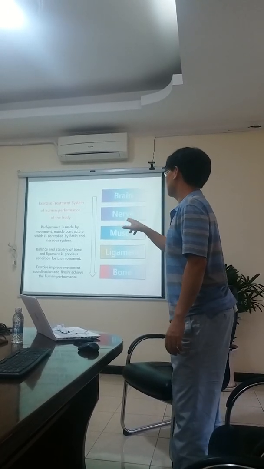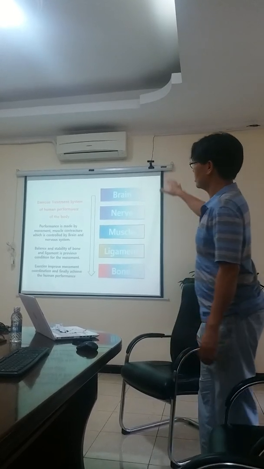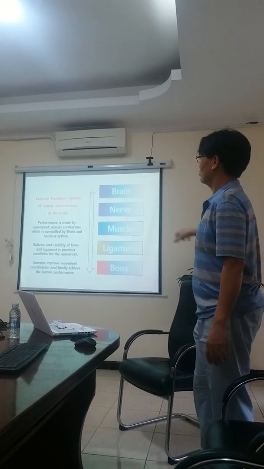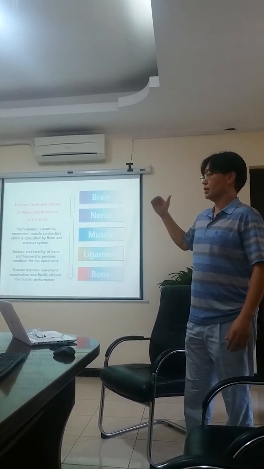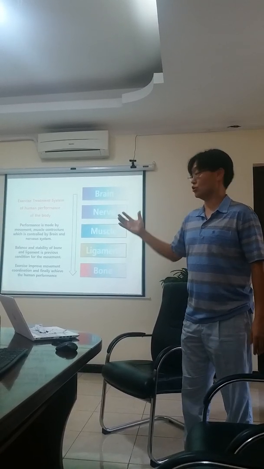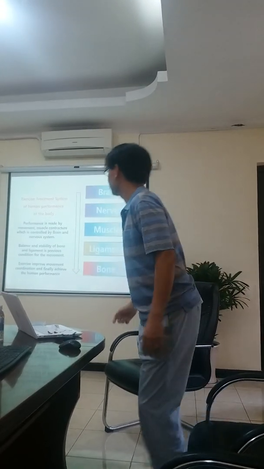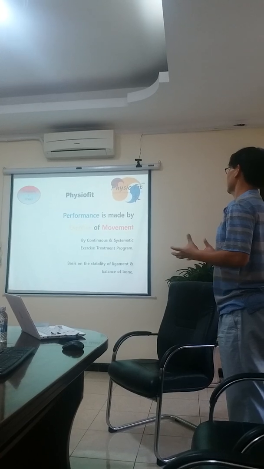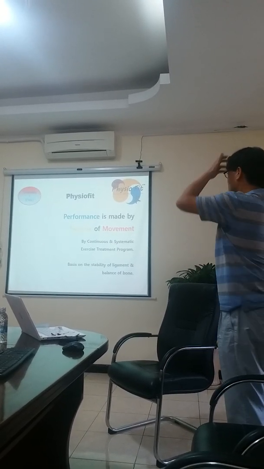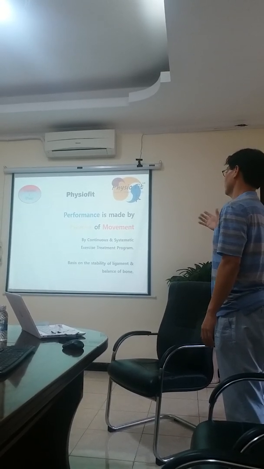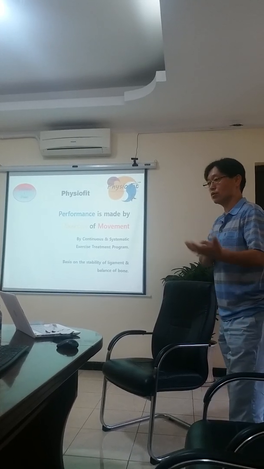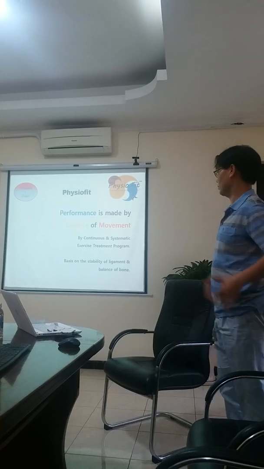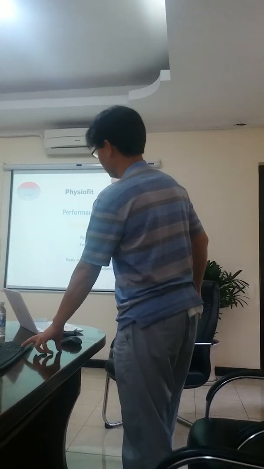Exercise improves movement and coordination, and finally achieves human performance. Basically, understand this: brain, nerve, muscle, ligament, bone. These 5 categories make up the exercise treatment system of human performance. We can first correctly diagnose and treat, and finally, Physiofit performance is made by exercise or movement, through a continuous and systematic exercise treatment program, especially in hospital OPD, which is very important. Always remember that the stability of ligament and the balance of the bone is the philosophy.